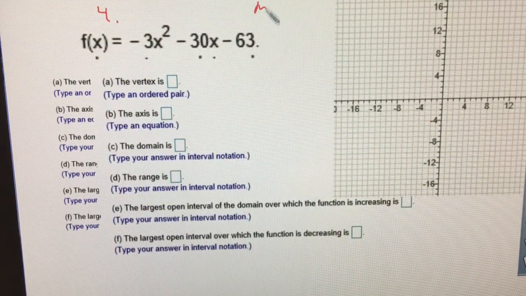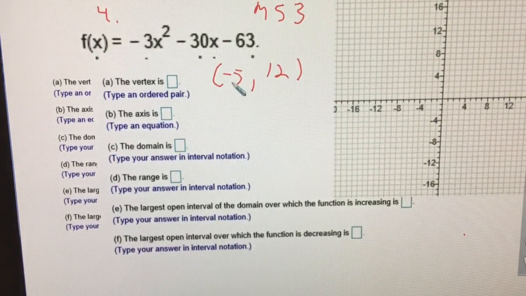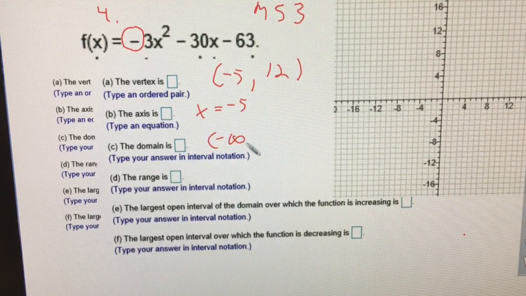Number 4, again, I have to mode 5-3 it in order to get the vertex. So my vertex, my x val max, is -5. My y val max is 12. It's a max because of the negative. That means it's going to be concave down. The axis is x equals that x value. The domain is -infinity to positive infinity.